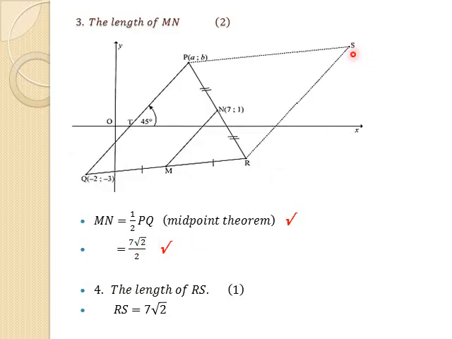For the length of RS, RS must be the same length as PQ for them to be a parallelogram. Although they only asked it in 5, we'll assume that in 4 it's only worth 1 mark. So RS equals 7√2.